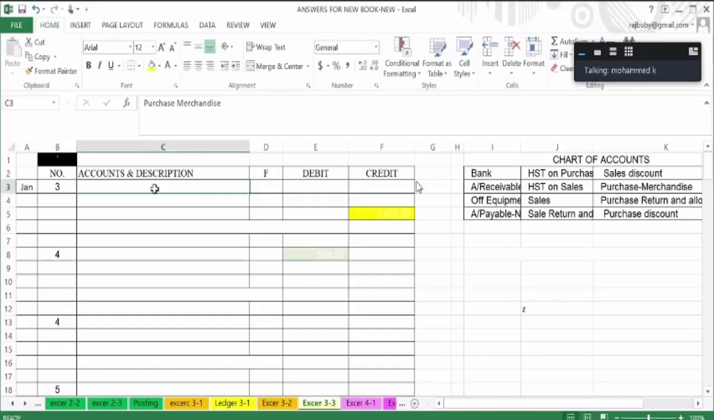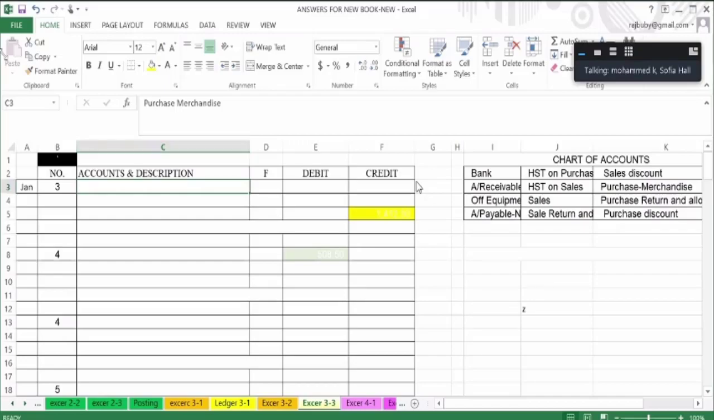So January 3rd. Bought merchandise from Gladwell Company, 1,250 plus HST of 162.50, invoice 498, terms n/15. So it is purchase, right? Purchase merchandise and HST and bank. Bank is credit, others are debit, right? The terms n/15 mean you have a due date of 15 days. Oh, yeah, I missed that.